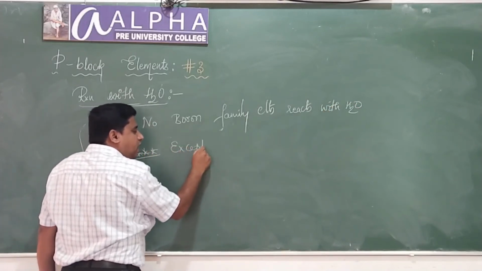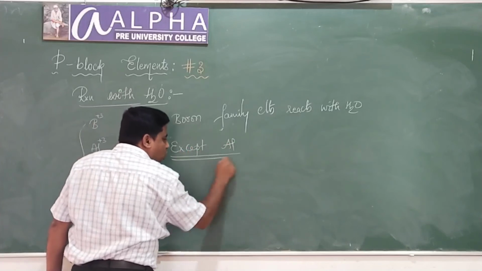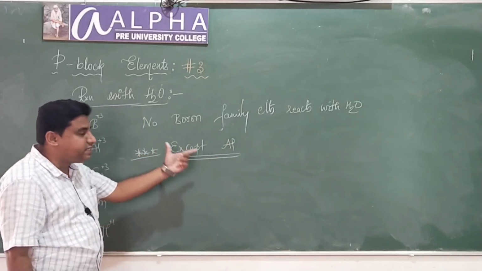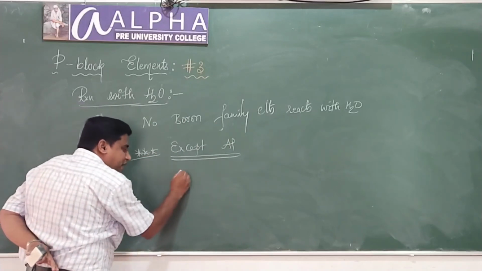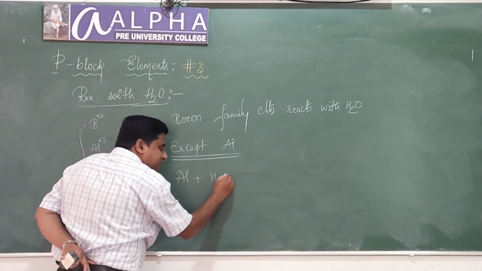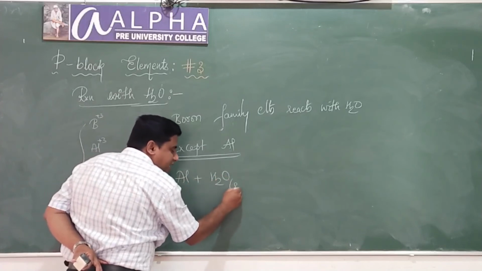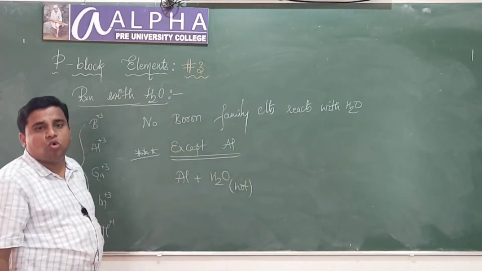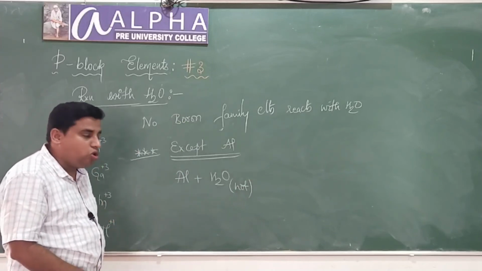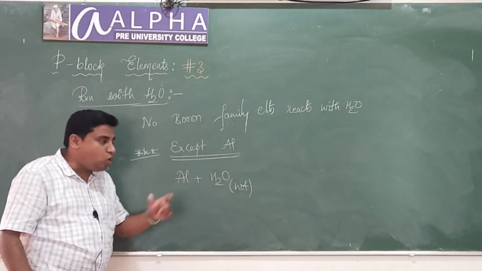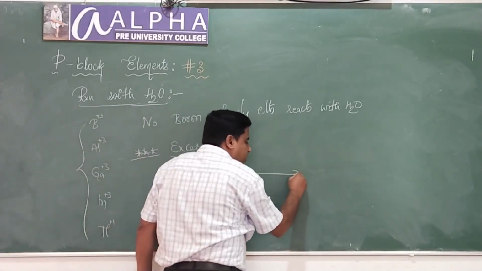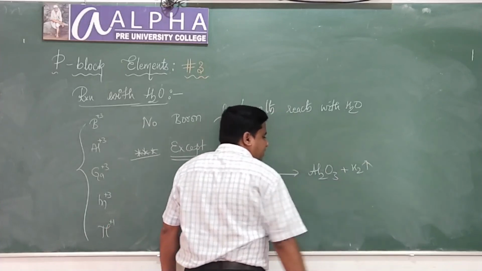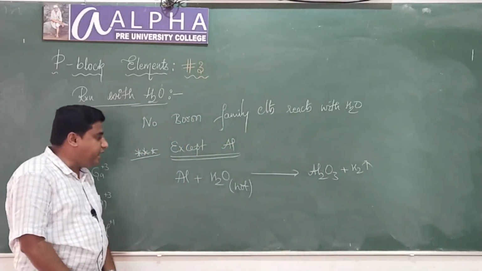Except aluminium. No boron family elements react with water except aluminium. Aluminium reacts with steam, that means hot water. Even aluminium does not react with cold water. Aluminium reacts only with hot water to form aluminium oxide, and it liberates hydrogen gas.